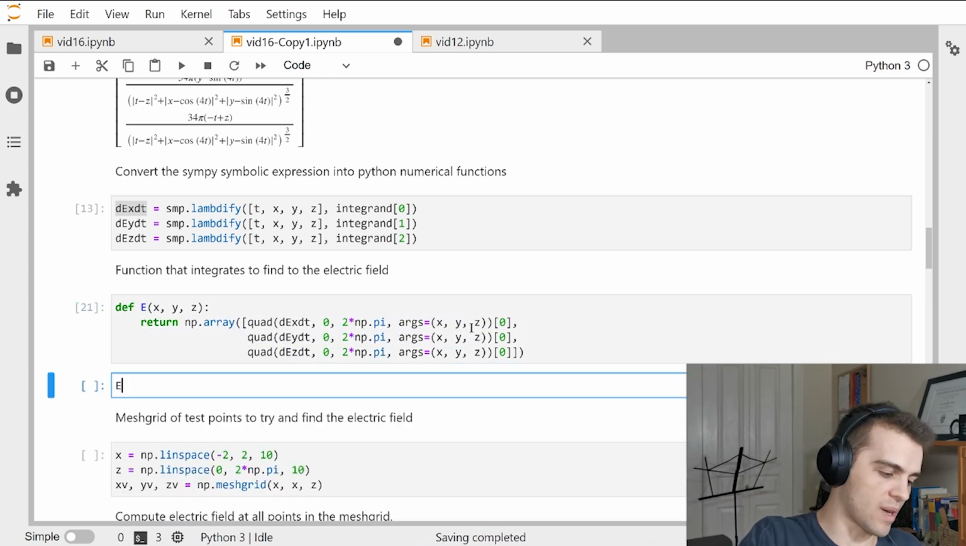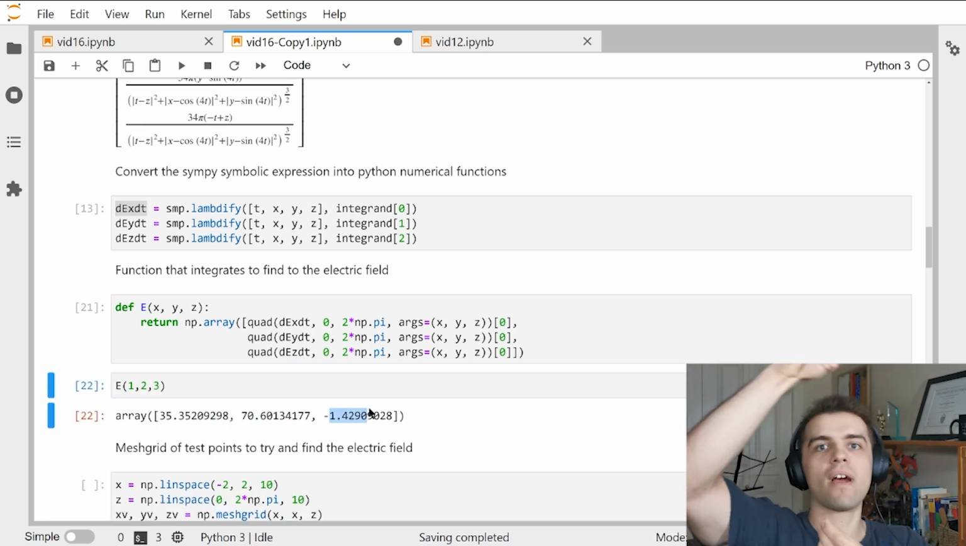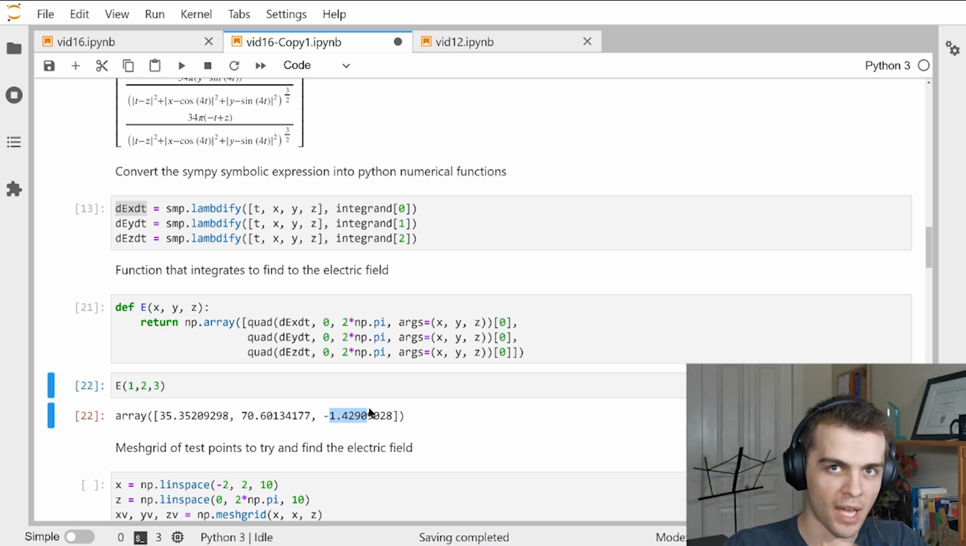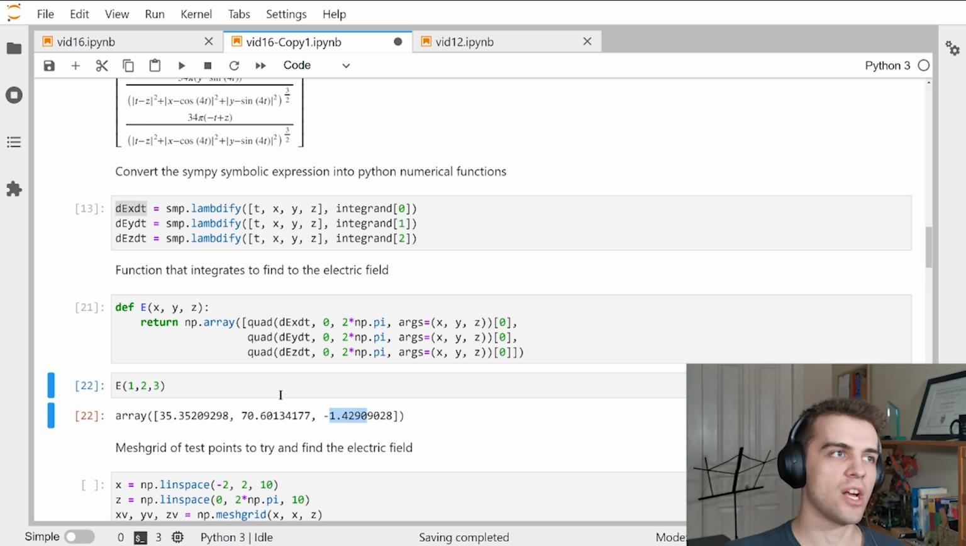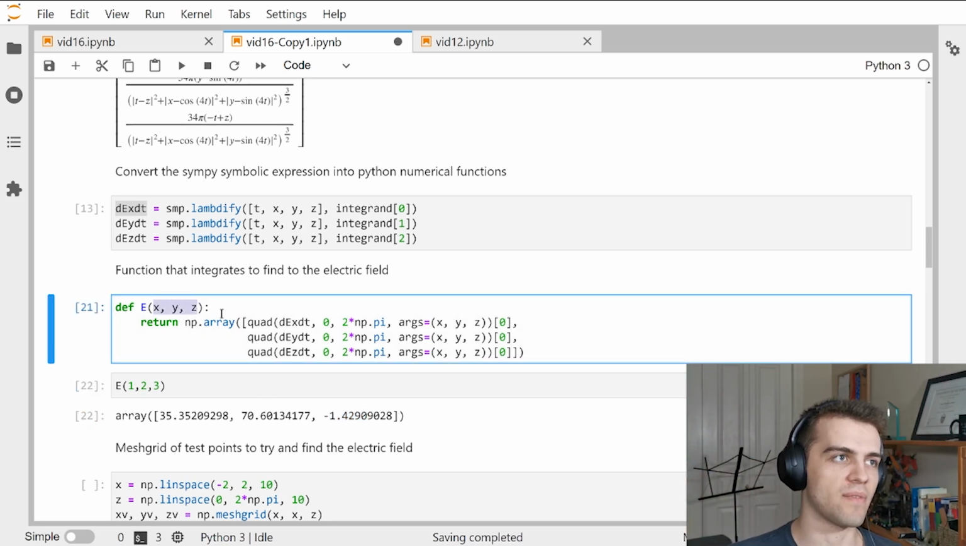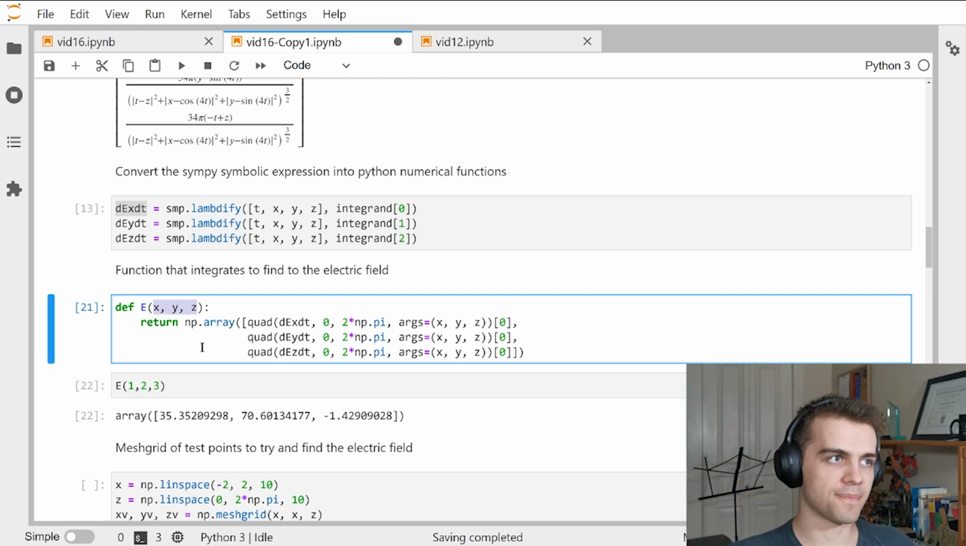So this function E of x, y, z is really nice because I can give it any point that I want, and it will return me the components of my electric field. So no matter where I am, I can find the electric field. But what we want to do is create a 3D plot of the electric field everywhere. So I need to loop through a bunch of x, y, z values and find the electric field at all those different locations and then make a plot.